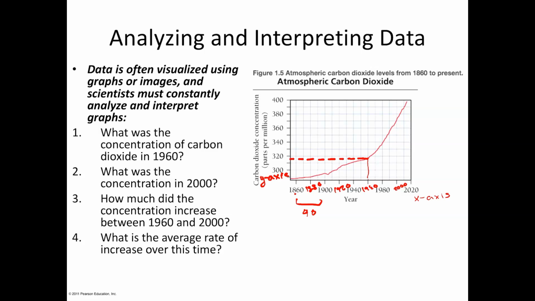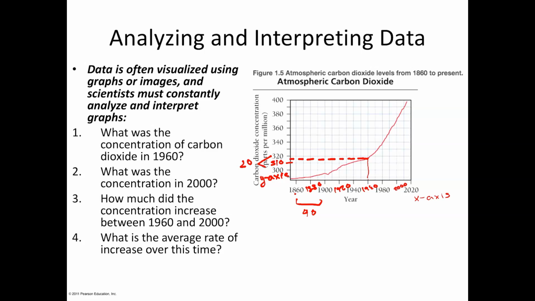So let's understand the y-axis. 300 to 320 is a difference of 20. There's a little dash in the middle, so that means I have 310 here because it's right in the middle between 300 and 320. So my concentration is somewhere between 310 and 320. It's a little closer to the 320.